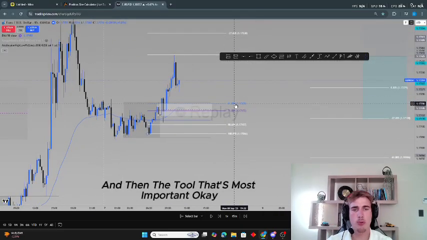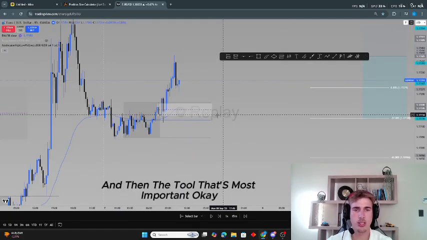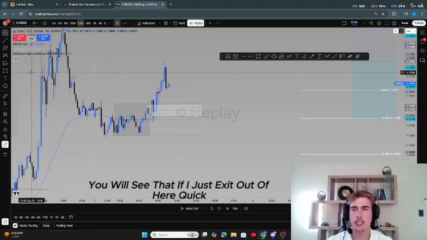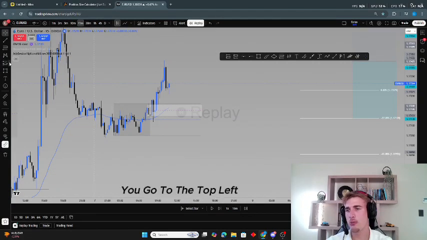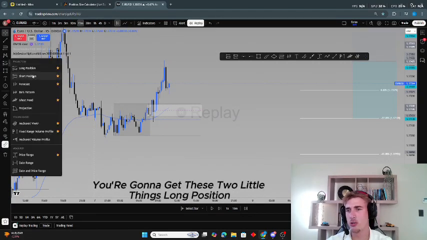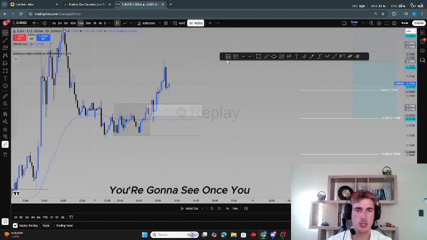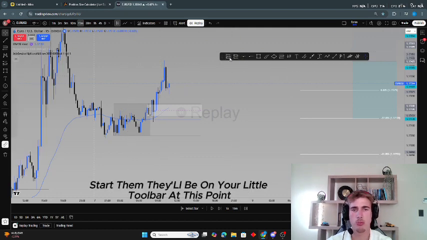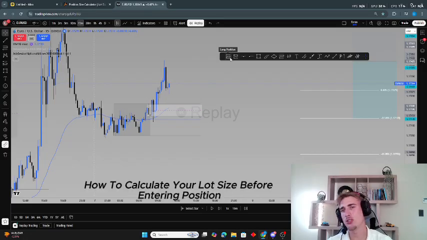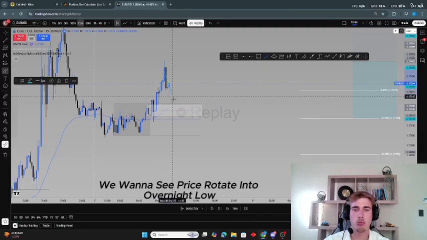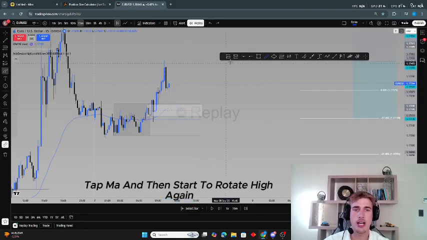And then the tool that's most important, okay? The tool that's going to be very, very important that you utilize, you will see that if I just exit out of here quick, you go to the top left, you're going to get these two little things, long position and short position, okay? You're going to see once you start them, they'll be on your little toolbar at this point. How to calculate your lot size before entering a position. So I'm being patient. I'm not entered as of yet. We want to see price rotate into overnight low, tap EMA, and then start to rotate high again.